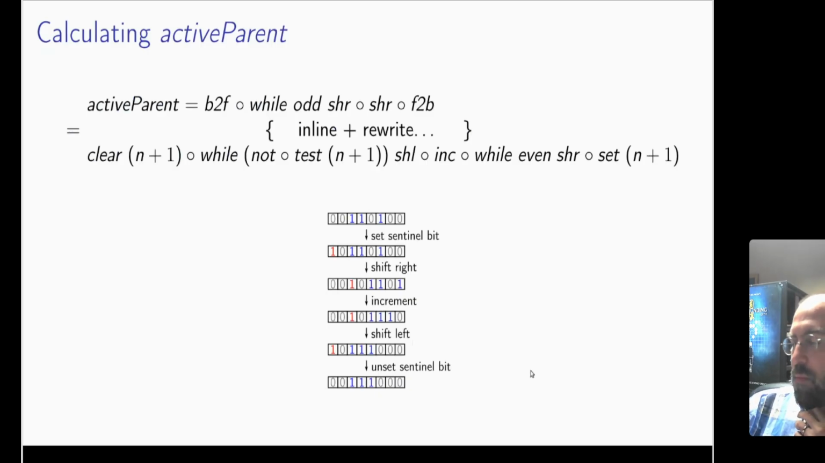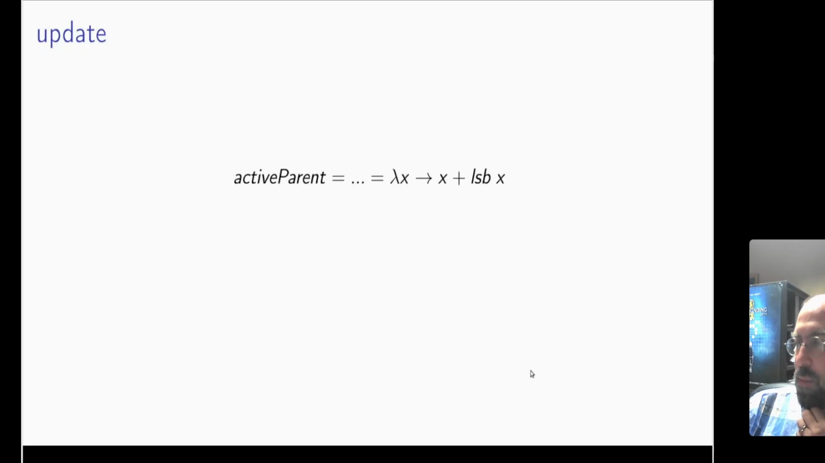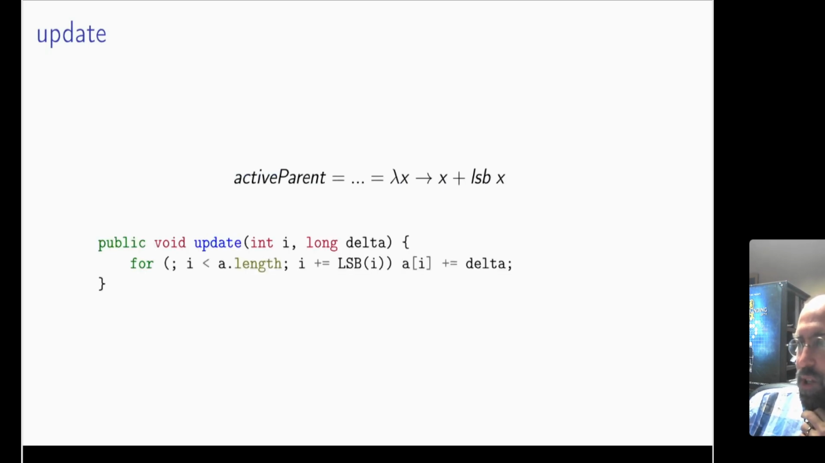And you can prove, and there's a proof of this in the paper, that this does correspond to taking a number and adding its least significant bit. Which is exactly what we saw in that Java code. It was saying, we'll start at some index i, and then each iteration we add its least significant bit to itself, and that will get us up to the next parent we need to update, and we just keep doing that all the way up to the root.